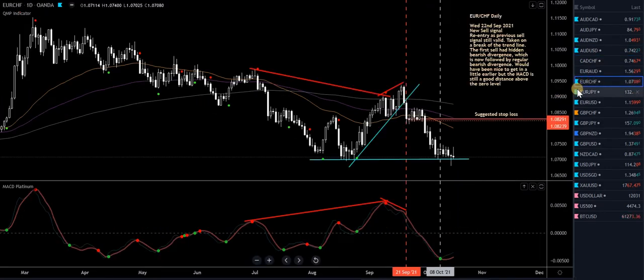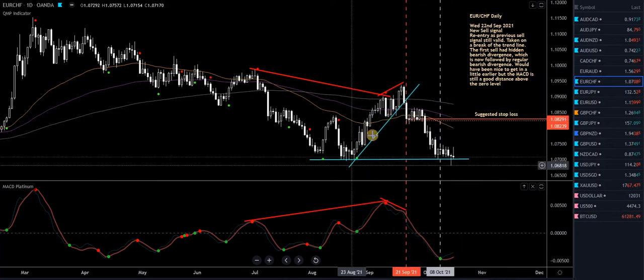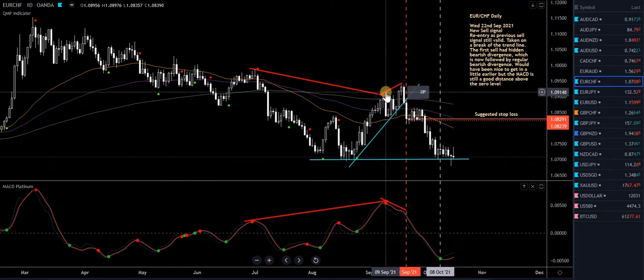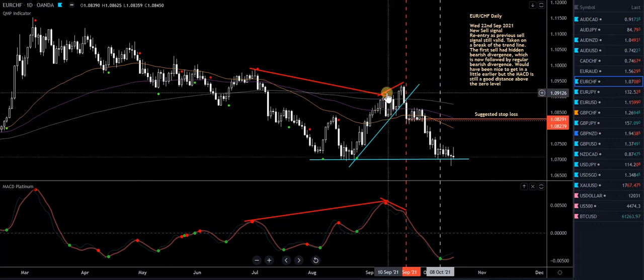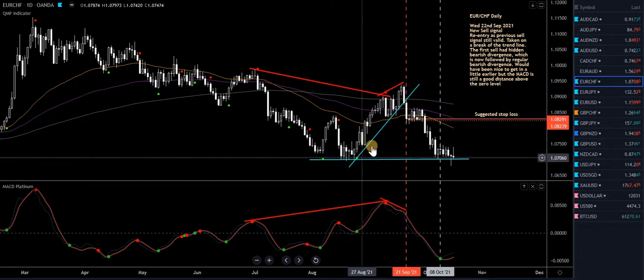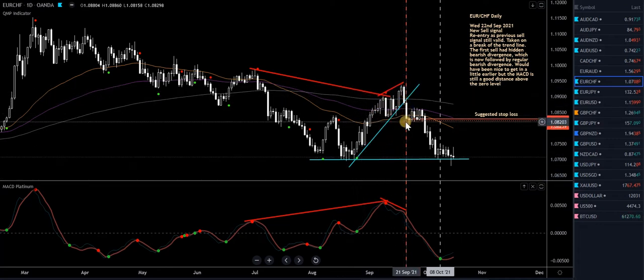Euro Swiss. Lost my voice. Sell back here. This was taken on a trend line break. This initial sell was here. I think I got stopped out, and then the sell signal remained valid. So I drew this trend line across the lows. Bang, nice big drop through there, probably too big. Took the sell in here.